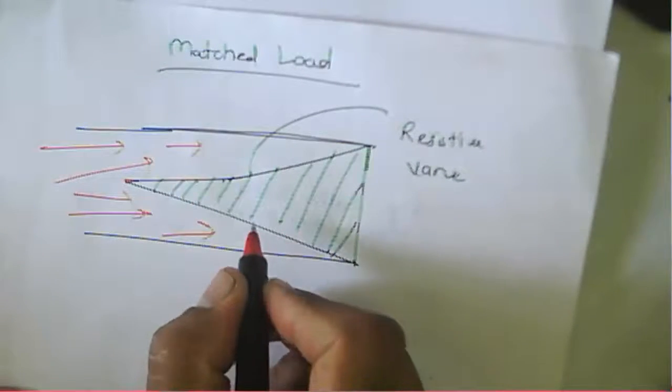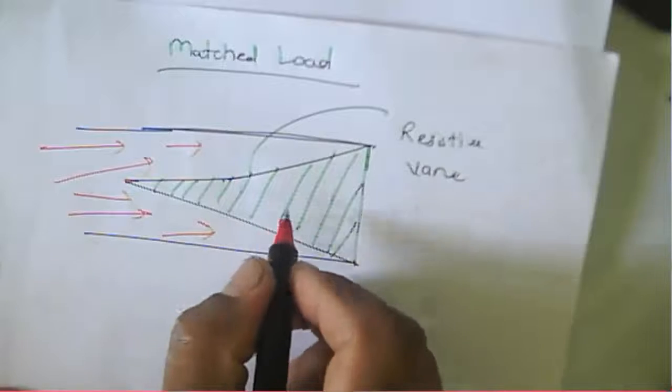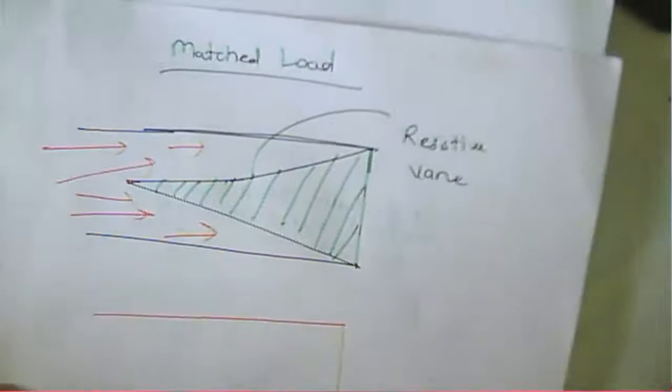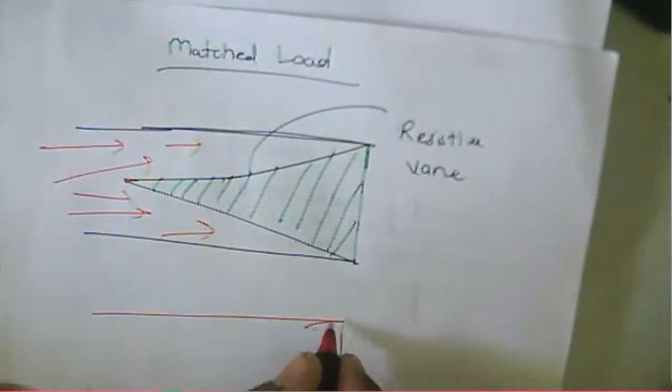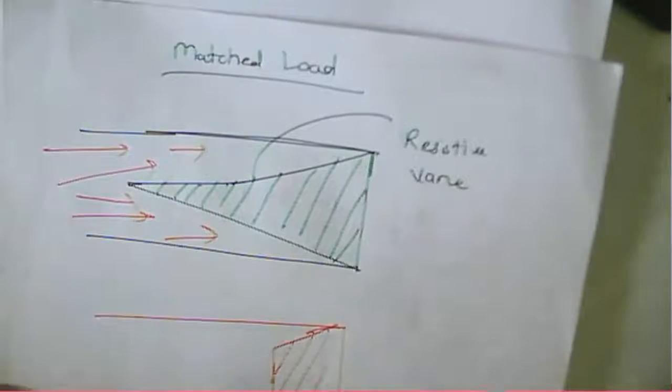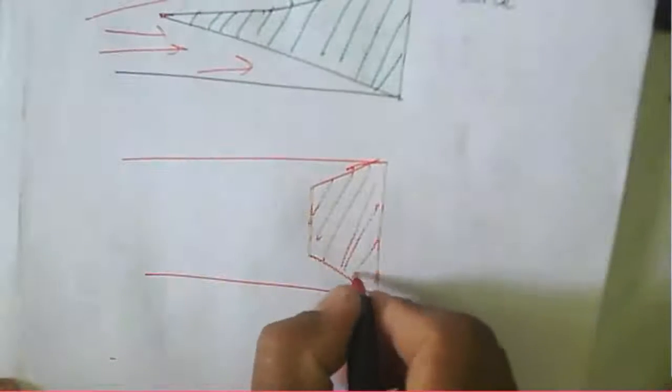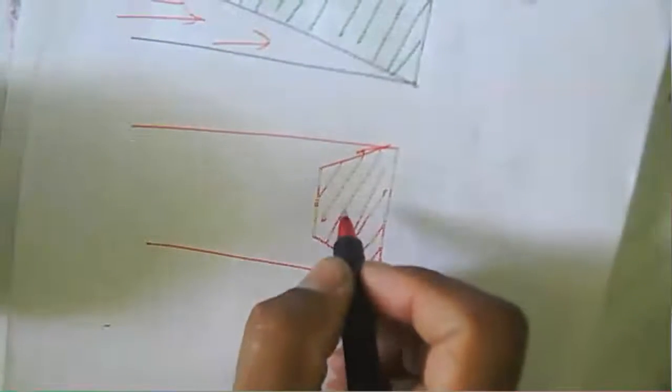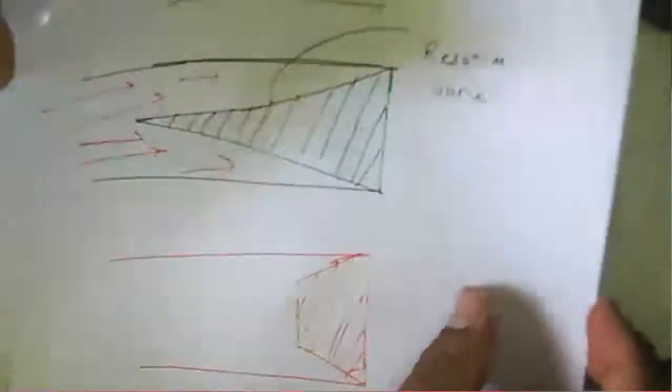Or you can say that's a termination. Some obstacle, or in some books they might have given it in a different way. Anyway, this is nothing but an obstacle at this end, and this is nothing but a match load. The resistive vane is there at the end, and that resistive vane is used as a match load. And that is about your module 2.